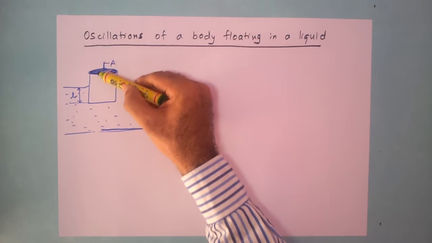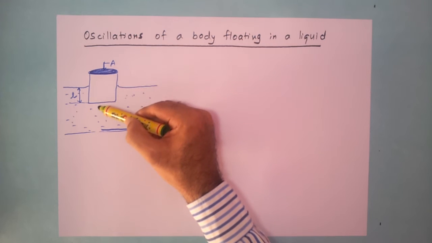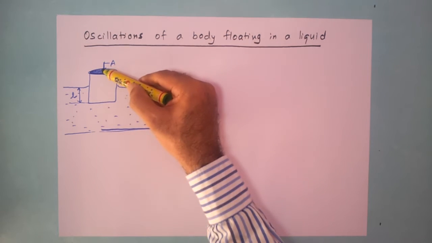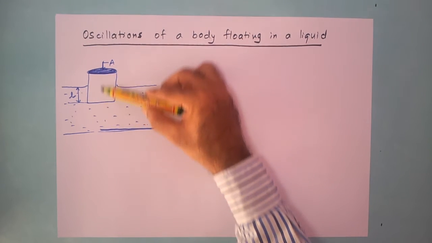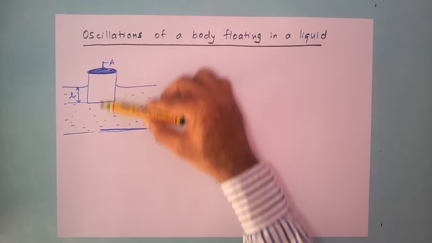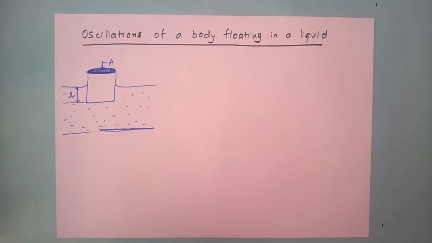Say, for example, if I apply a force in the downward direction, the object will go down, will immerse a little bit more, and when I remove the force, what we observe is this object starts performing vertical oscillations up and down. And the objective here is to investigate those oscillations and check whether they are simple harmonic in nature or not. So let us say we have this object which is freely floating inside this liquid.